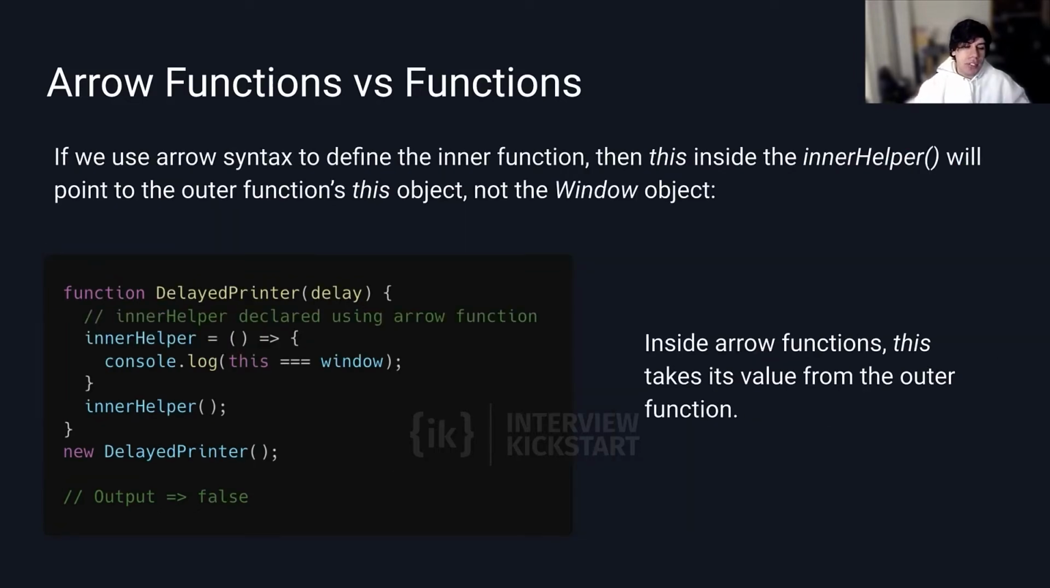And to get around this, it's pretty simple. We once again just redeclare innerHelper to be an arrow function instead of the function declaration. And it solves our issues, because now this will just be the value at the time the arrow function was created, which is where this was set to the empty object created by calling DelayedPrinter with the new keyword.